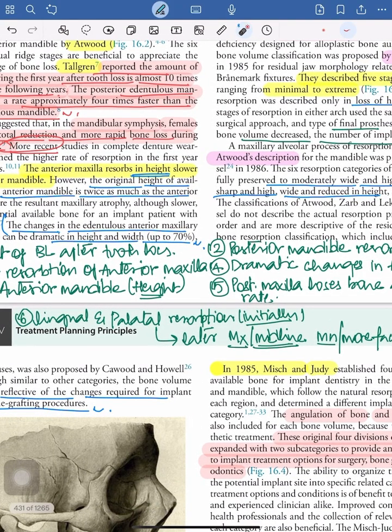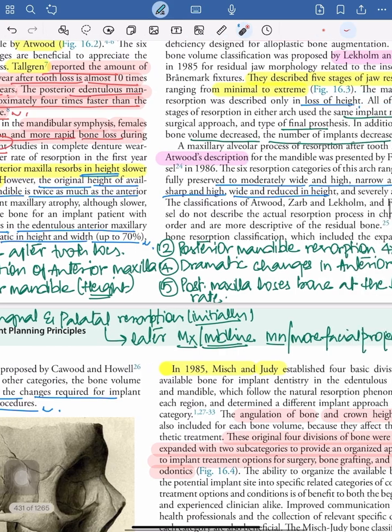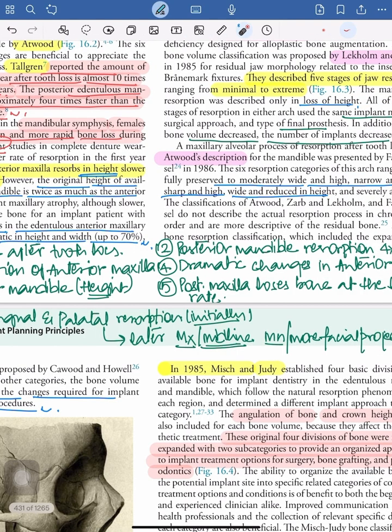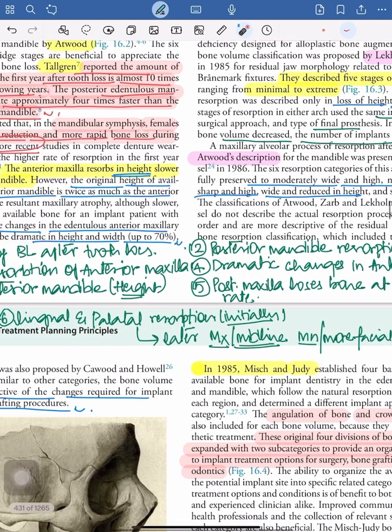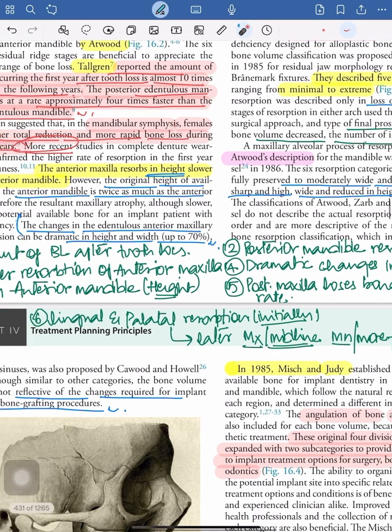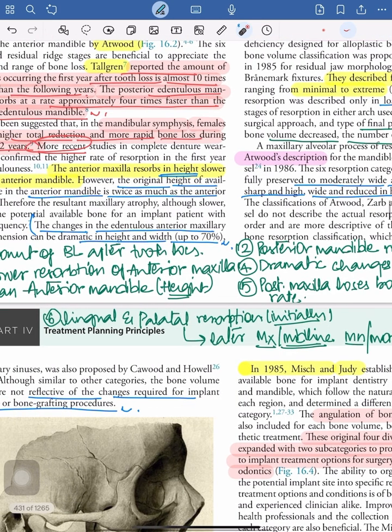Initially after tooth loss, there is more lingual and palatal resorption, both in the maxilla and the mandible. But in the later stages, the resorption in the maxilla shifts to the midline, and in the mandible, the resorption pattern is more facial. So these are various studies which were conducted before, and they came up with various observations.